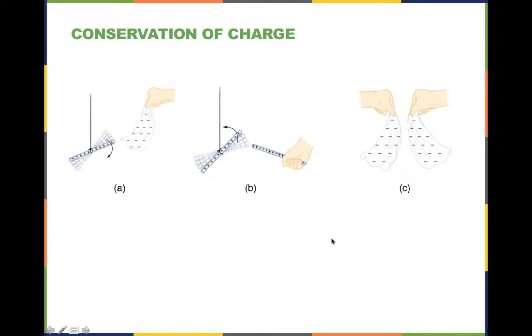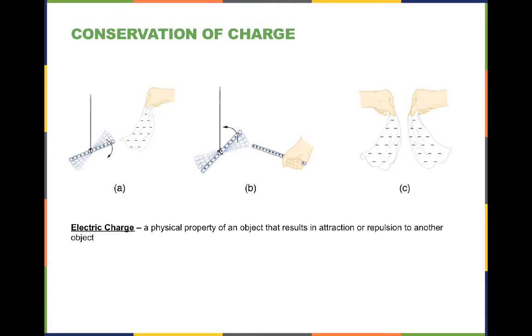Now let's take a look for a second at the idea of conservation of charge. First of all, an electrical charge is a physical property of an object that results in either attraction or repulsion from another object. It is due to an imbalance of either positively charged protons or negatively charged electrons, which results in an overall positive or negative charge.